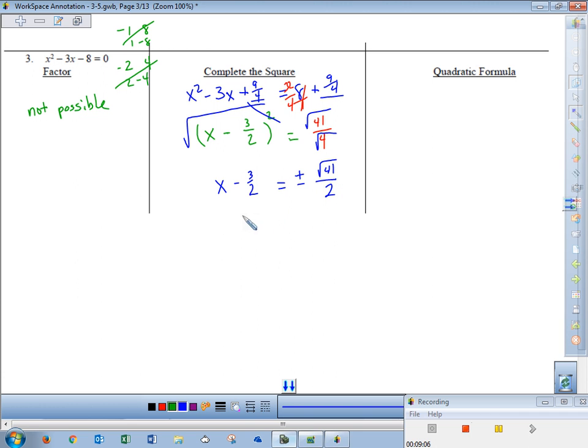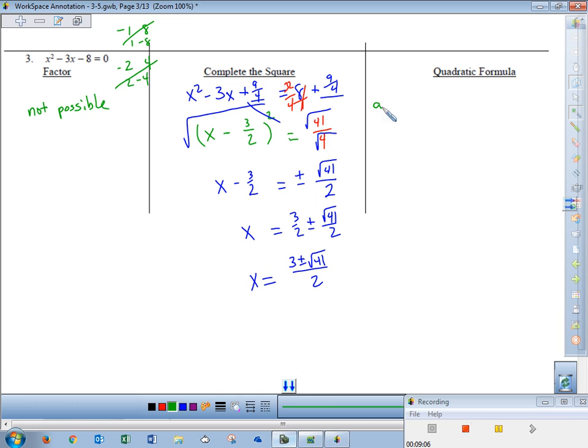Now, solve for x by adding 3 halves over. So you get 3 halves plus or minus the square root of 41 over 2, which usually we like to write like this: 3 plus or minus the square root of 41 all over 2, because they both have the same denominator of 2. And you'll see when we do Mr. Quadratic Formula that it's going to be much easier to get to that answer because we don't have to deal with all these crazy fractions.